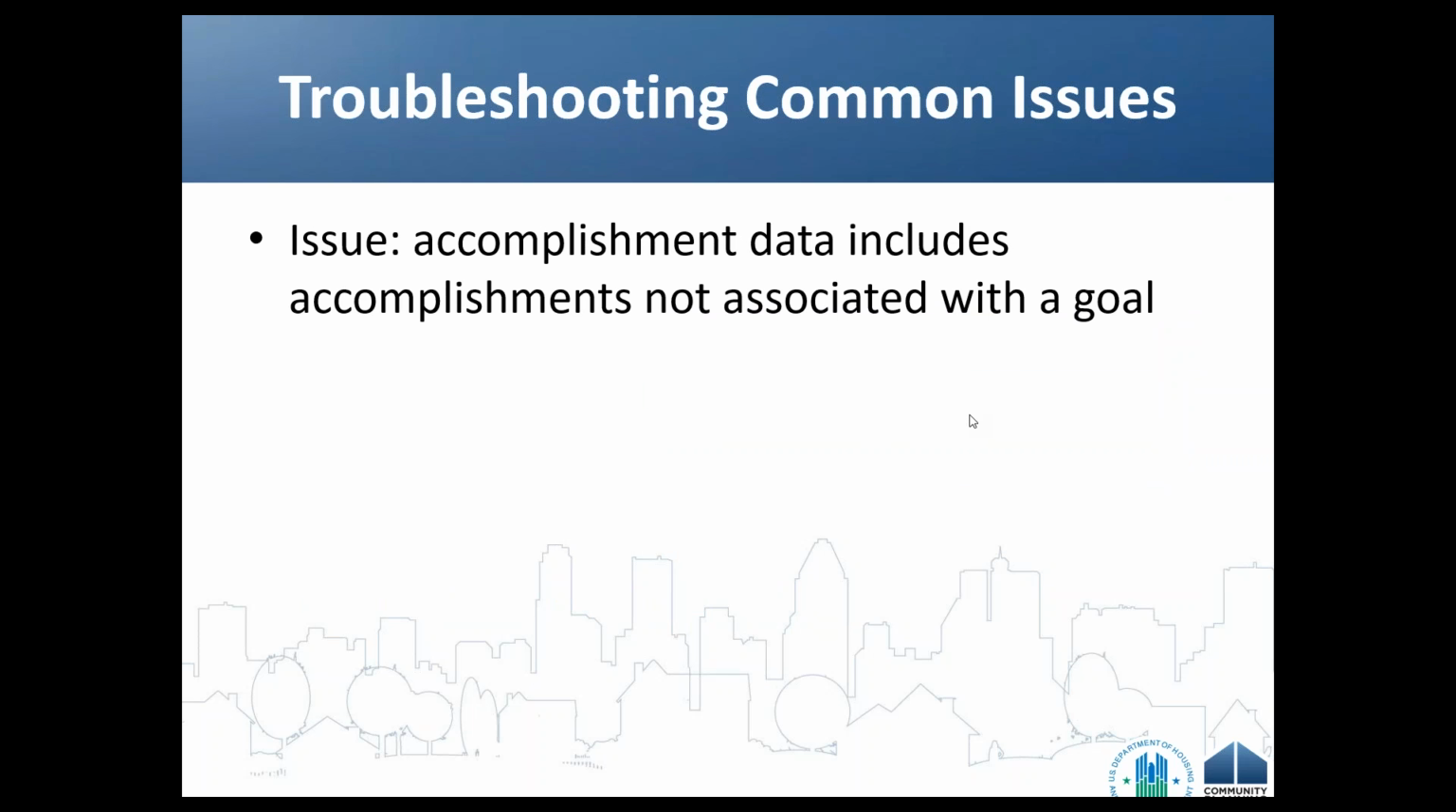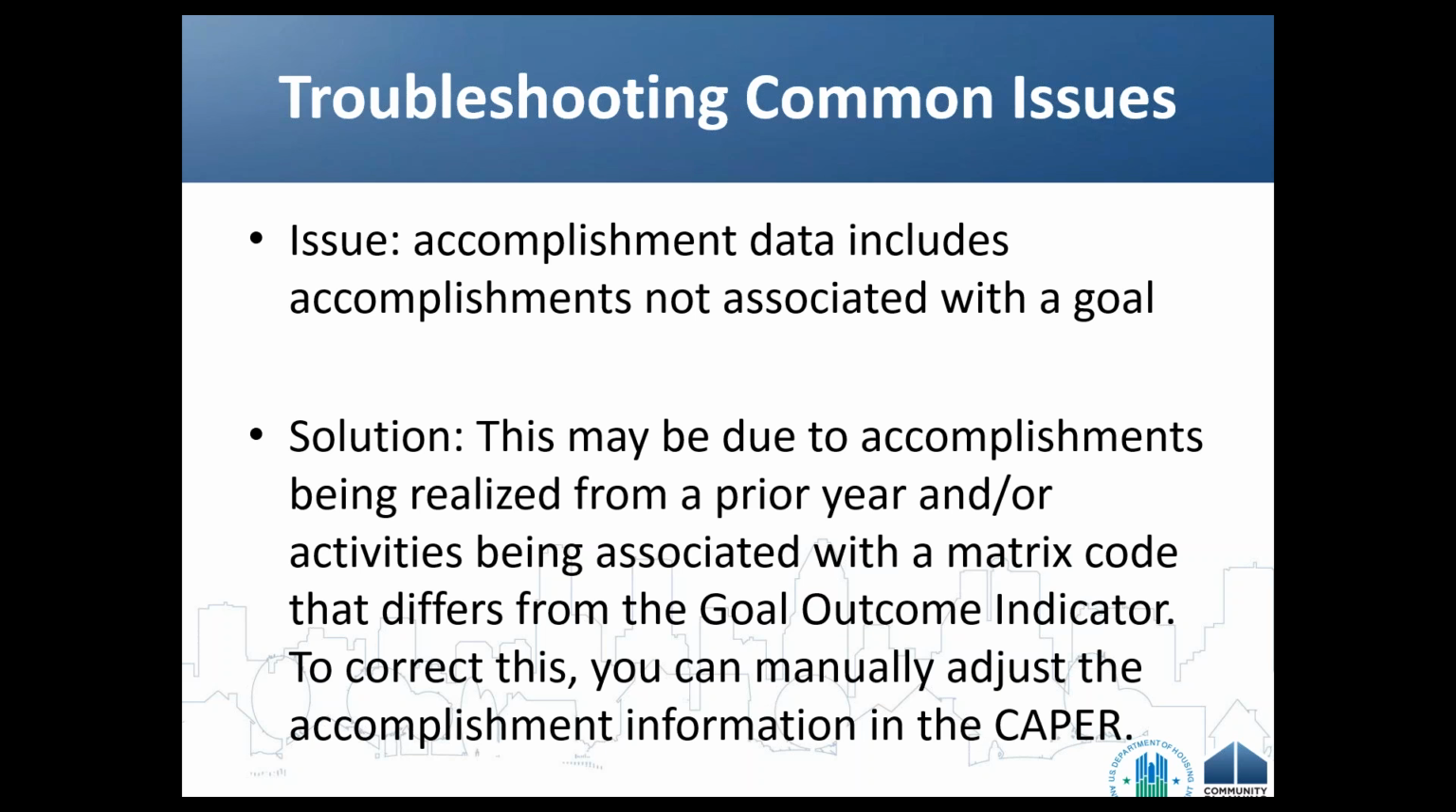We'll move on to a couple of common issues that we see in the AAQ before opening it up to questions in a couple of minutes. Issue number 1, accomplishment data includes accomplishments that are not associated with a goal. And this may be due to accomplishments being realized from a prior year and or activities being associated with a matrix code that's differing from the goal outcome indicator.